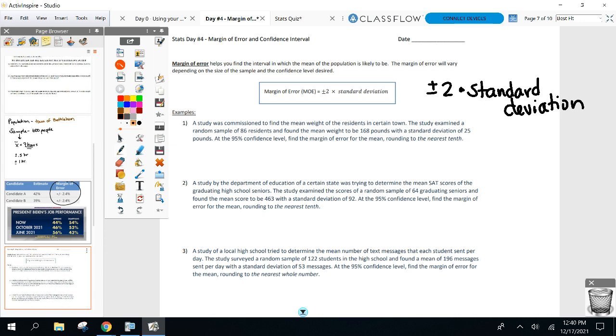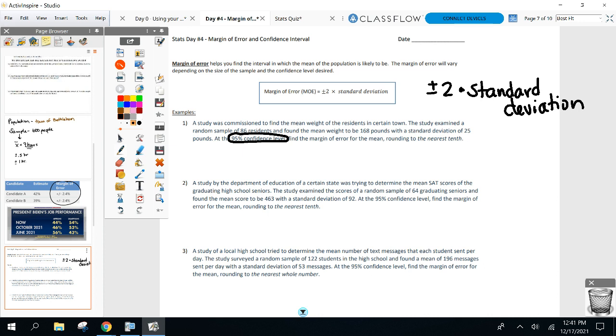All right, so let's just jump right into it. They're doing a study on the mean weights of residents in a certain town. We only sampled 86 in the town. Mean weight was 168. Standard deviation is 25. I'll get to this 95% confidence level in a second, when we start figuring that out. Find the margin of error for the mean.